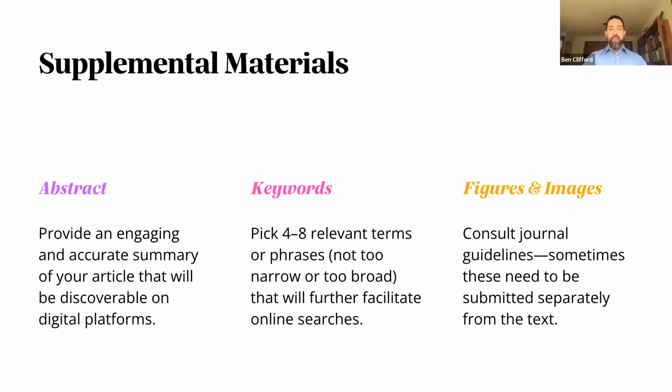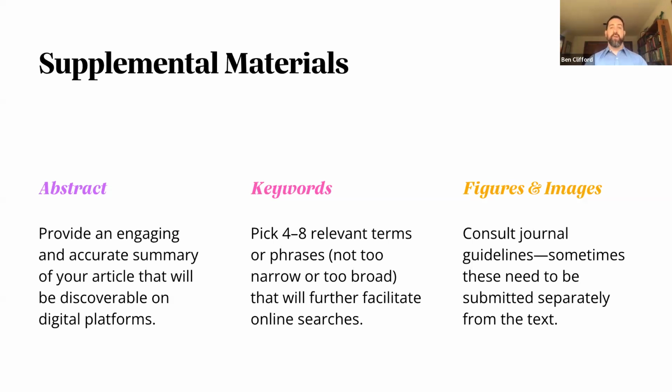Now, once all this is taken care of, once your text has been thoroughly revised and it's ready for submission, the last thing that you're going to want to do is to prepare a few supplemental materials that accompany it. The most important of these is your abstract. This is going to be a short and engaging summary of your article, usually somewhere in the range of 150 to 250 words. And the journal that you're submitting to, they will let you know their specific requirements. The abstract is a powerful tool to help people find your work. So make sure to include key terms that people interested in your subject may be searching for in online databases.